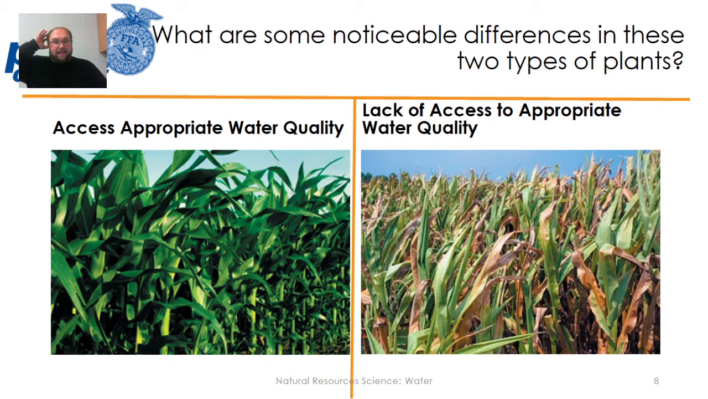So we're back at looking at the impact of water and water quality. So remember, if the quality of water impacts the quality of life, then what are our problems? What are the noticeable differences between these two plants? These are both corn plants, okay? So they're both fields of corn. So let's take 30 seconds and I'm going to disappear, and I want you guys to think about what are some of the differences that you see.